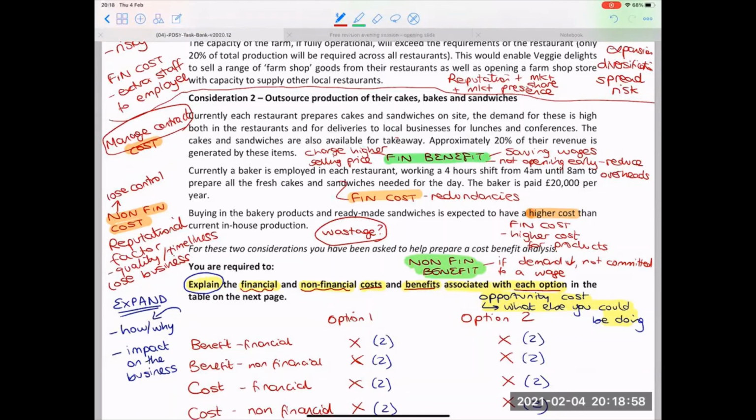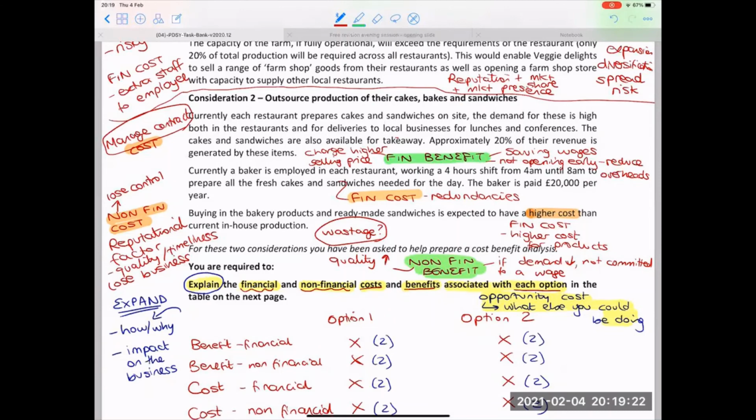Yeah, Jordan's got a good point. It could be that there's a non-financial benefit and that quality could actually go up. It depends on the supplier we choose. We've also assumed that this outsourcing is going to be rubbish, but actually it could be that the quality goes up.